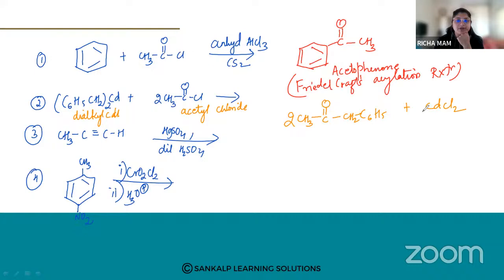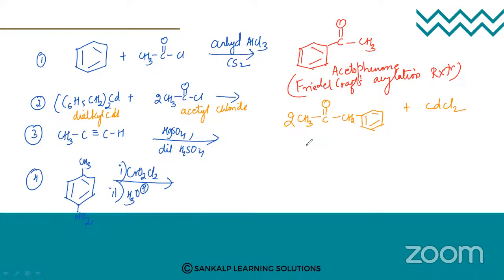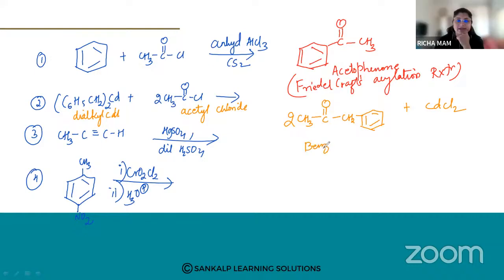So what is it? This is a benzyl group. How will it appear? I'll show you. This is CH2 with a benzene group, which is called benzyl, right? So it is a benzyl methyl ketone. Benzyl methyl ketone. So this is our product.